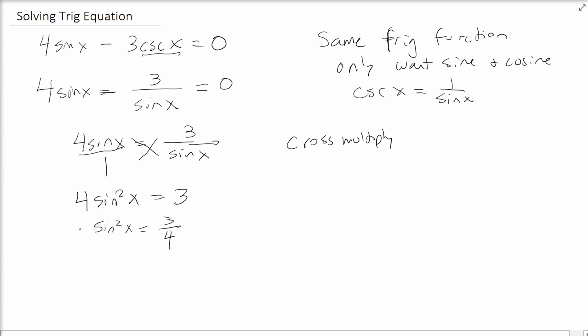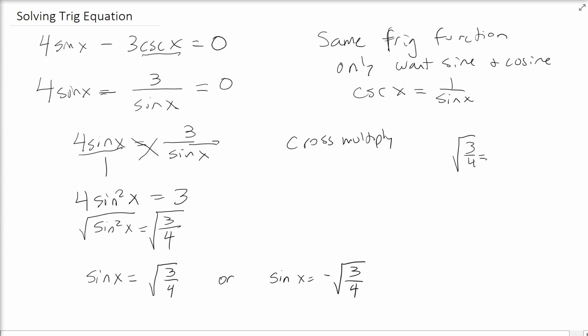And finally, we can take the square root of both sides. So this just becomes sine of x equals the square root of 3/4. Now, because we're taking the square root, we also have to take into consideration the negative square root. So either this is the positive square root of 3/4 or the sine of x equals the negative square root of 3/4. Now, the square root of 3/4, you can rewrite that as the square root of 3 over the square root of 4, which is the square root of 3 over 2.